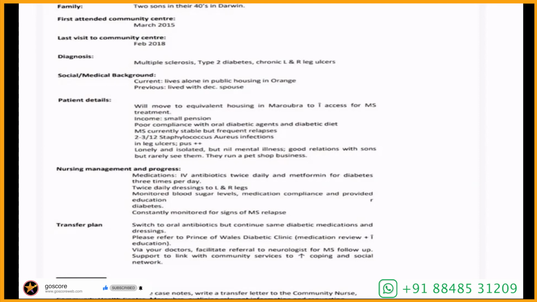It is written that medications, IV antibiotics twice daily. What is that for? Under which heading should that be? For leg ulcers. So place that under that category. And metformin for diabetes 3 times per day. Where should that come? Type 2 diabetes. Keep that under diabetes. Twice daily dressing to left and right legs. Where should that be placed? Under leg ulcer.